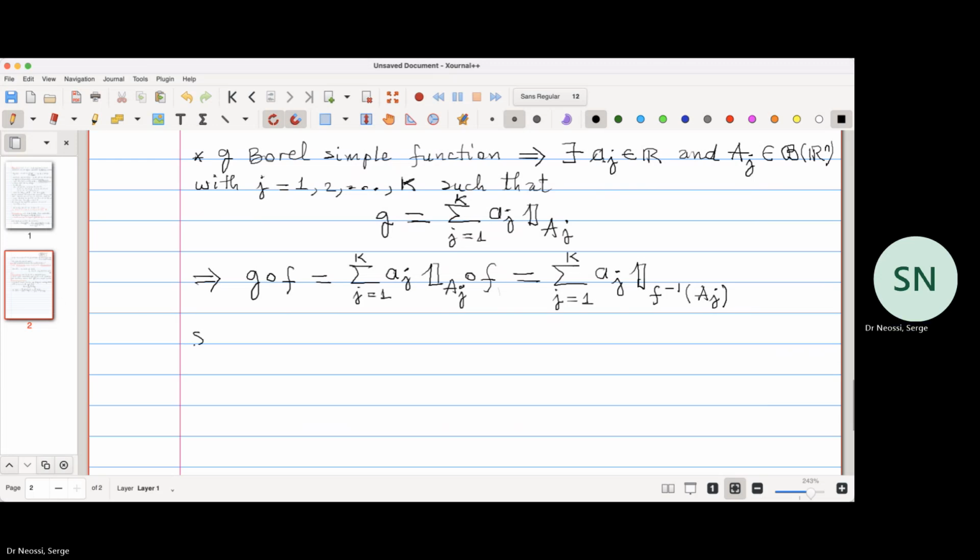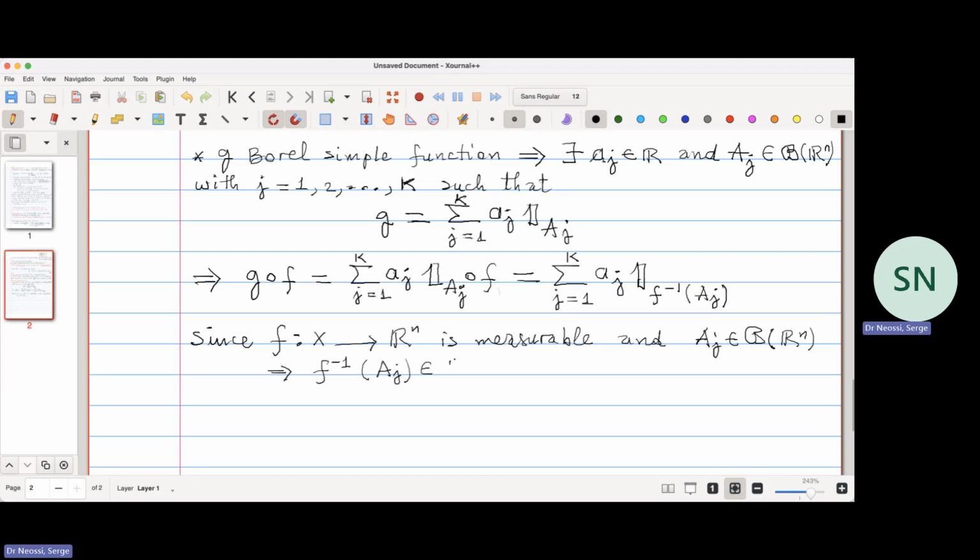Since f from X to Rn is measurable, and AJ is Borel measurable, this implies that the preimage of AJ will be in the sigma algebra over X, which is F. And this is true for any j. So this completes the proof.